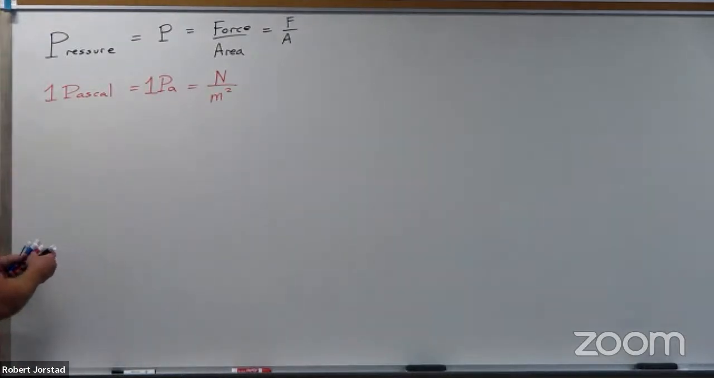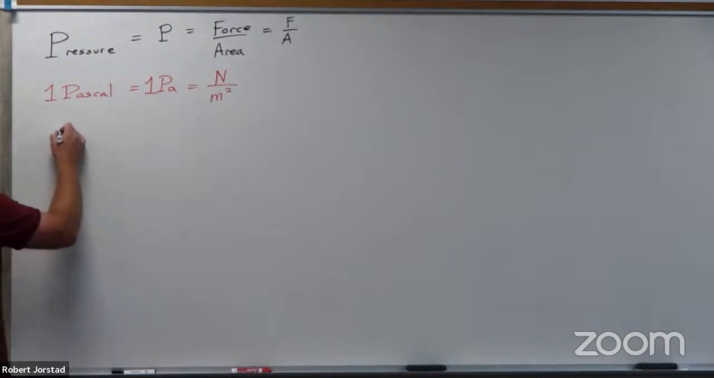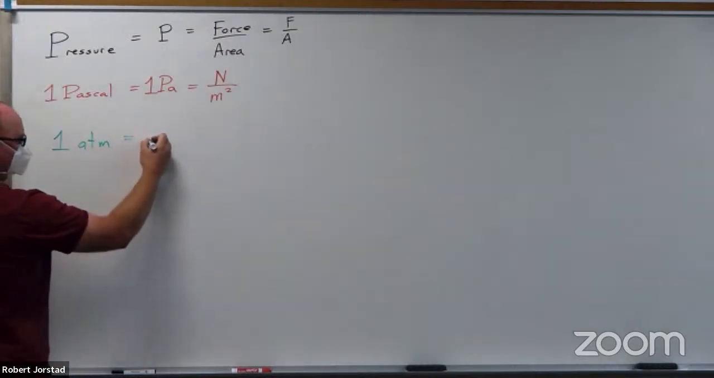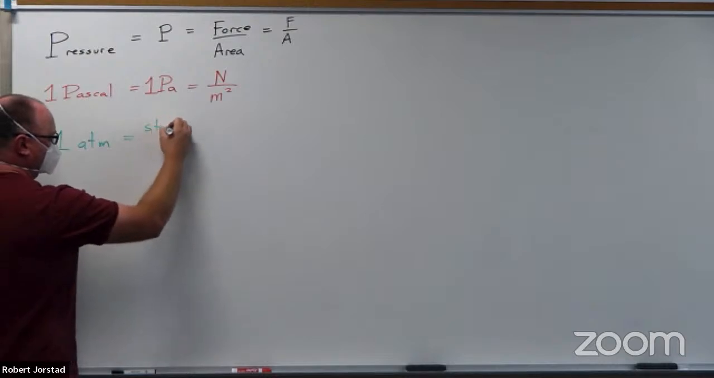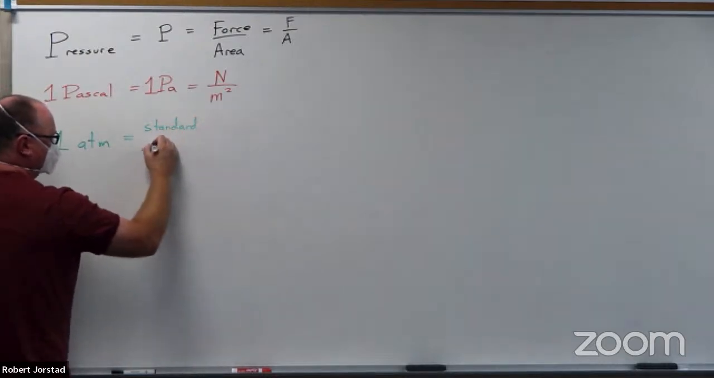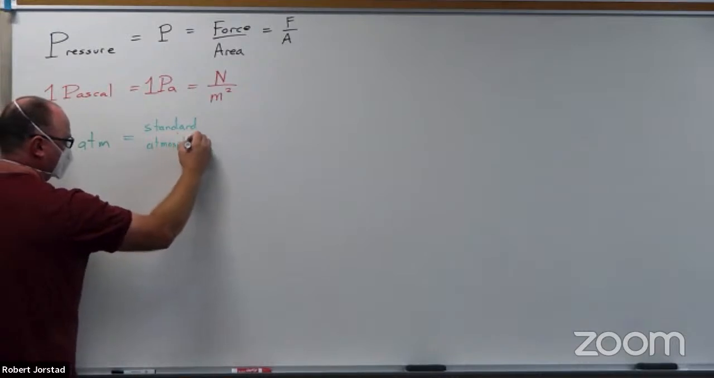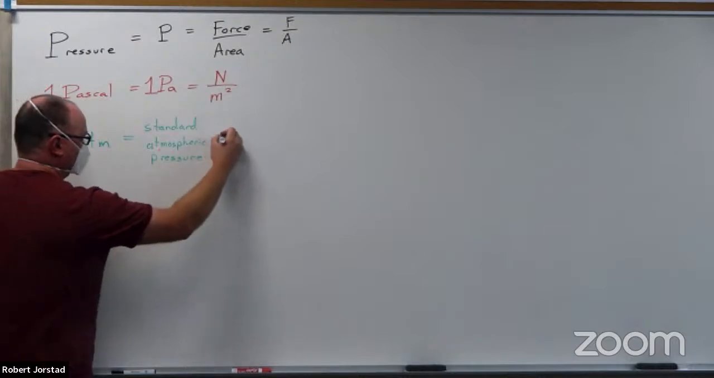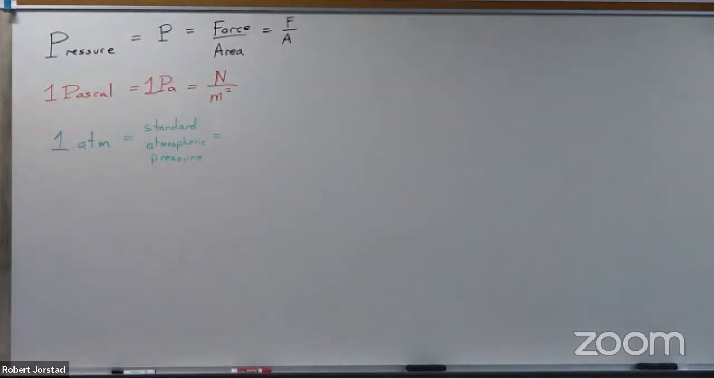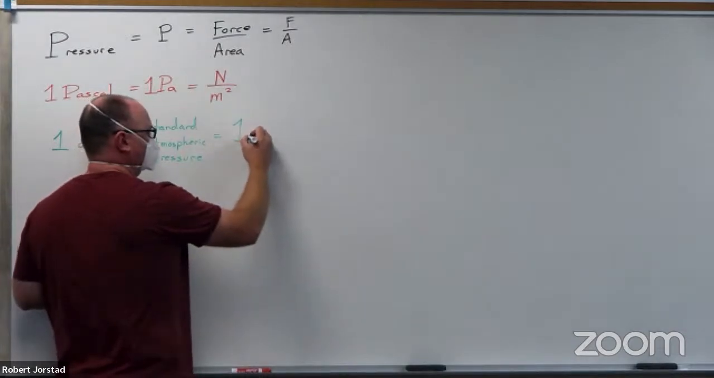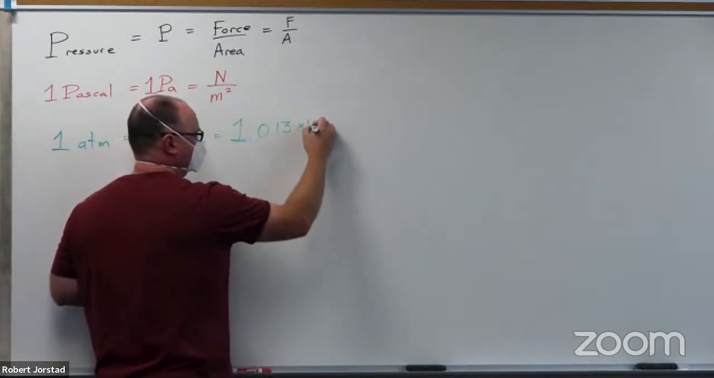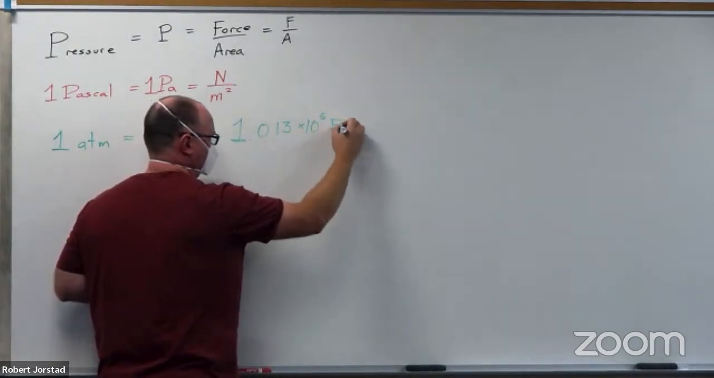So in chemistry, what are the units you use for pressure? In chemistry, ATM. It turns out 1 ATM, we call that standard atmospheric pressure. In terms of pascals, that is 1.013 times 10 to the 5th pascals.